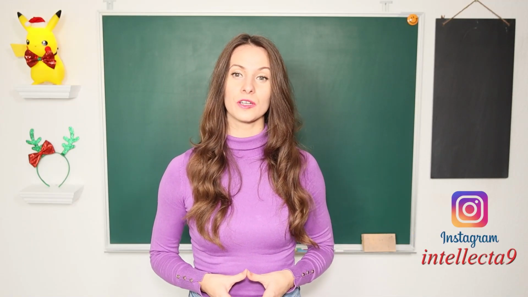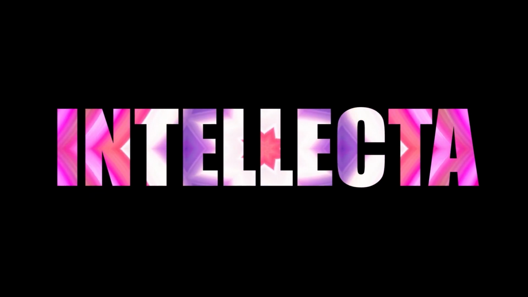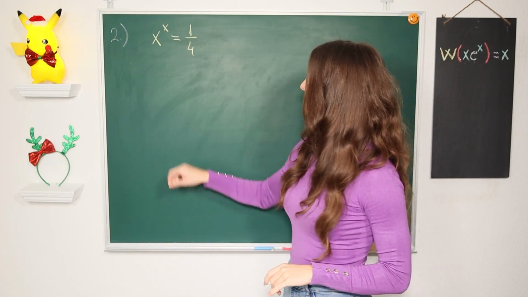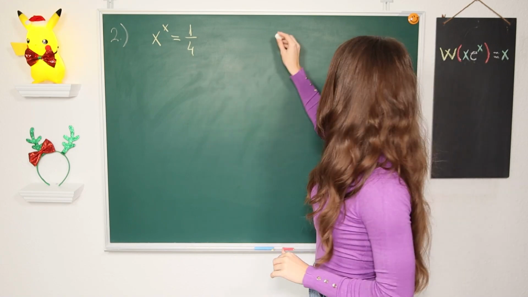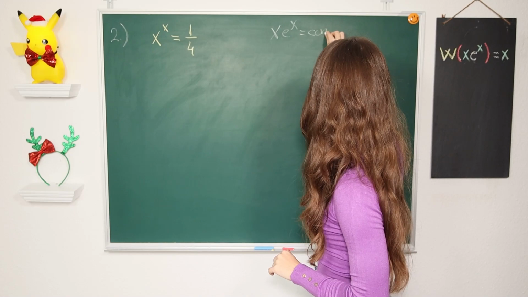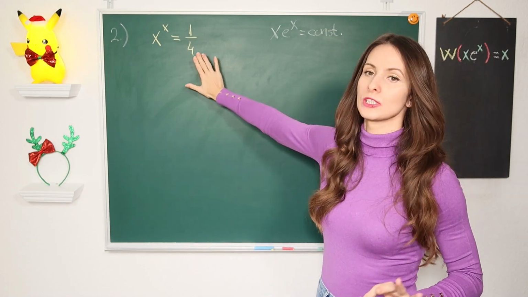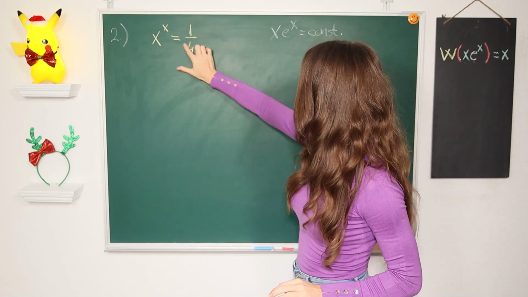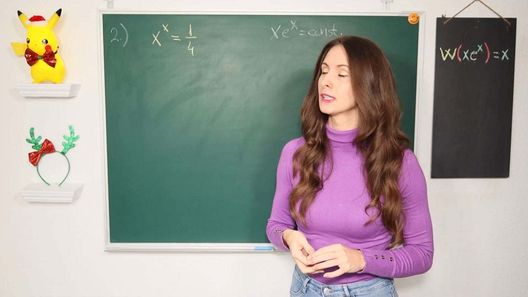In today's video we are continuing with the Lambert W function. So the second example is x^x = 1/4. Once again we want to have this form x e^x = constant. And at the beginning of this equation we have the constant on the right side and the variable on the left side.